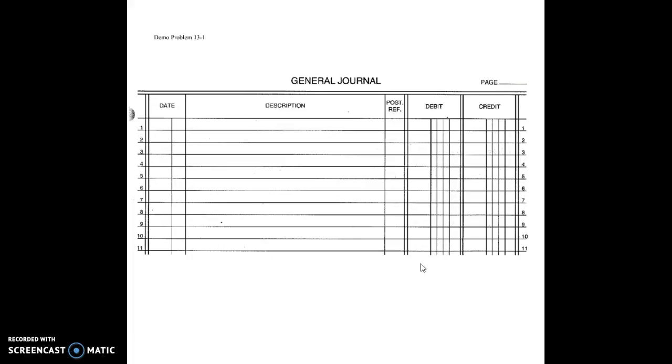Demonstration problem 13.1 walks you through the process. Take a second and practice for yourself if you have the demonstration problems handy. Give it a try. Label the journal page here. Label the transaction date here. And then journalize the transaction with the description and the proper debit and credit amounts.